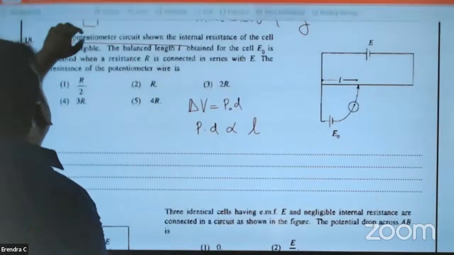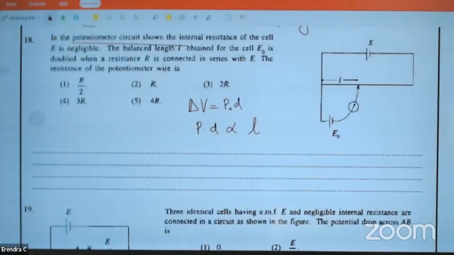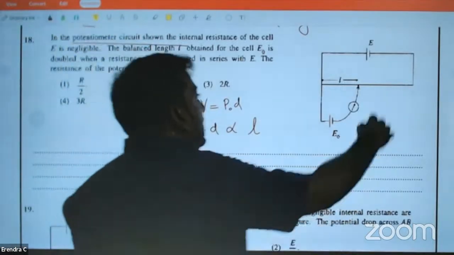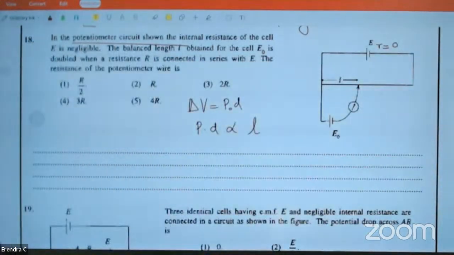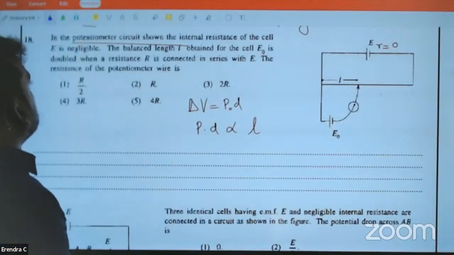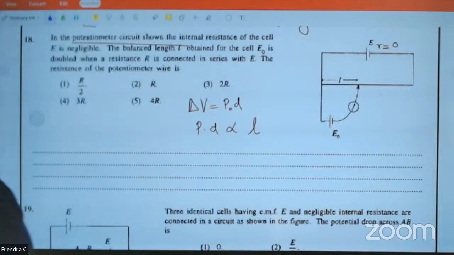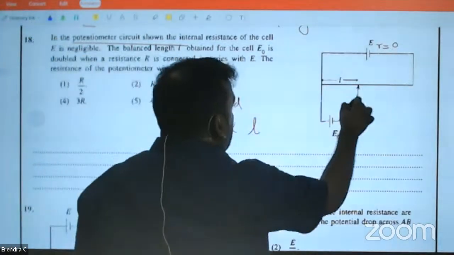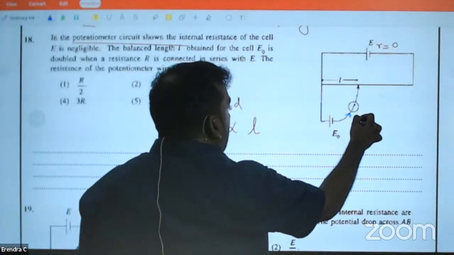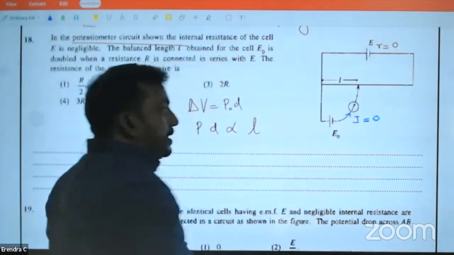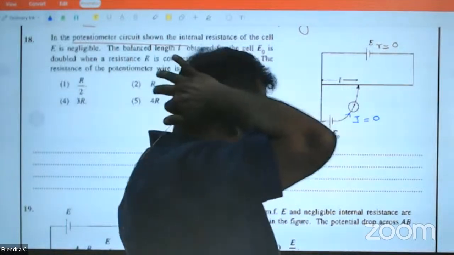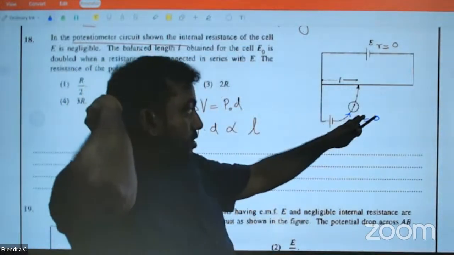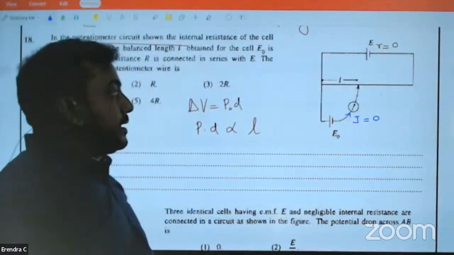In the potentiometer circuit shown, the internal resistance of cell E is negligible. No internal resistance, I'll highlight this with blue. The balance length L is obtained for cell E naught. Now, when the balance length occurs, the current through the galvanometer is going to be 0. So remember this, at the balance point, there is no current passing through the galvanometer.